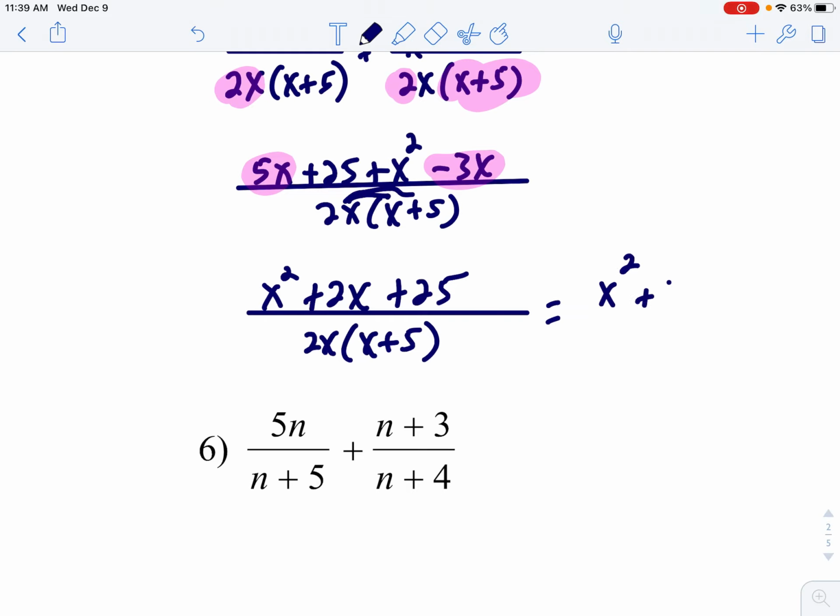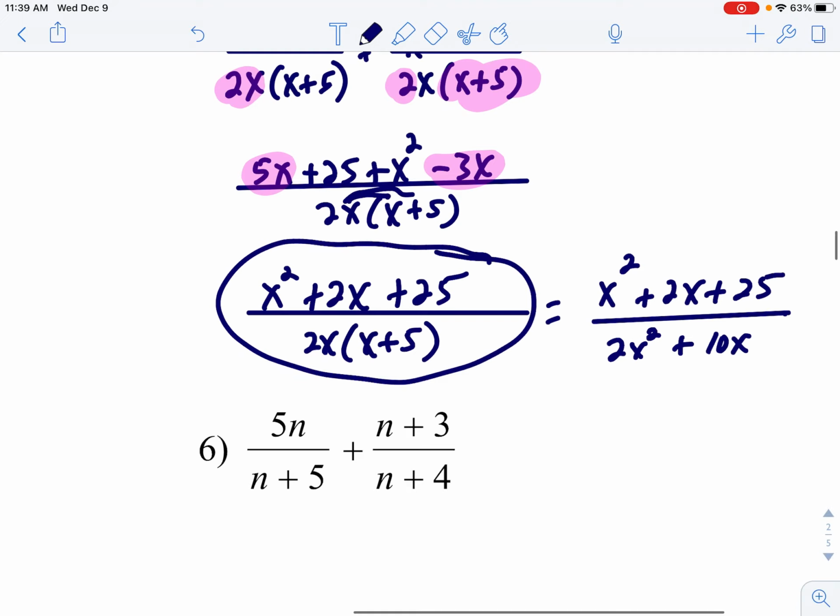So just for future reference, if you are faced with this sort of a problem, the answer could look like this, 2x squared plus 10x. So for what it's worth, that's something that could happen. But we'll just circle that.